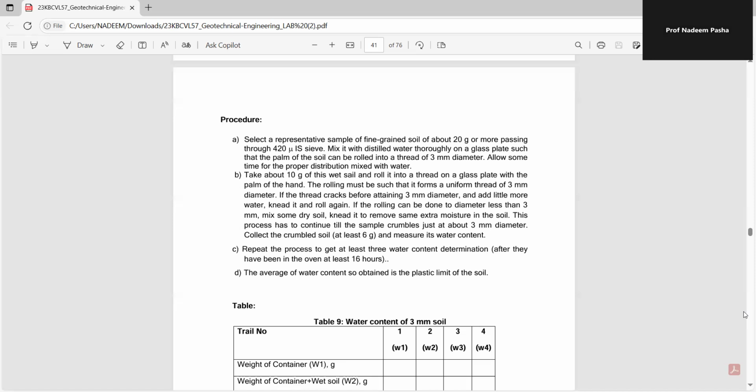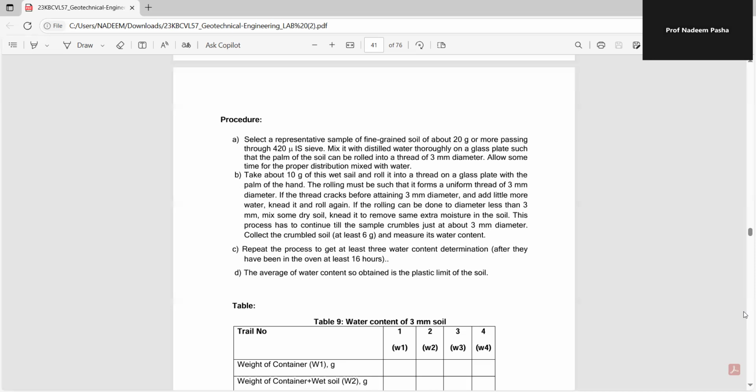Take about 10 gram of this wet soil and roll it into a thread on a glass plate with the palm of the hand. The rolling must be such that it forms a thread of 3 mm diameter. If the thread cracks before attaining 3 mm diameter, add a little more water, knead it and roll it again. If the thread becomes thinner than 3 mm, mix some dry soil and knead it to remove some extra moisture. This process has to be continued till the sample crumbles just at about 3 mm diameter.